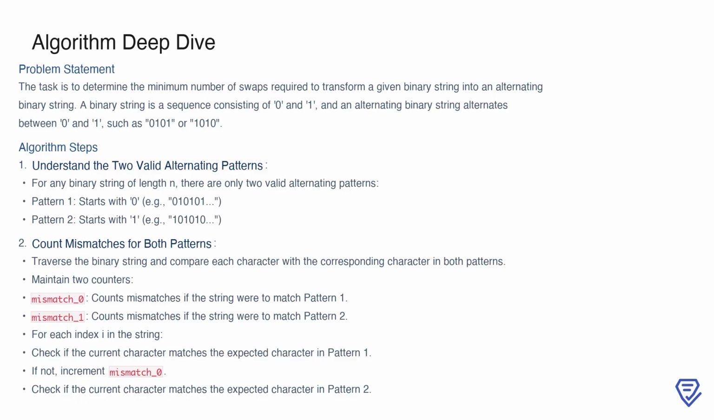As we traverse the string, we compare each character with the corresponding character in both patterns. To do this, we maintain two counters, mismatch_0, which tracks mismatches if the string were to match the first pattern, and mismatch_1, which tracks mismatches for the second pattern. At each index, we check if the character matches the expected one in pattern 1 and increment mismatch_0 if it doesn't. Similarly, we check against pattern 2 and increment mismatch_1 if there's a mismatch there.